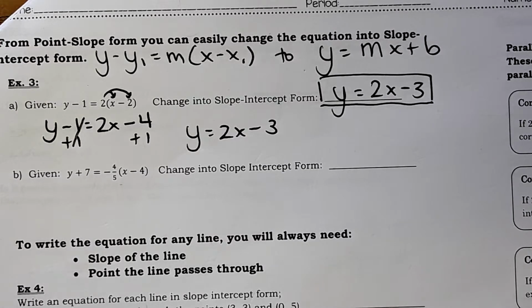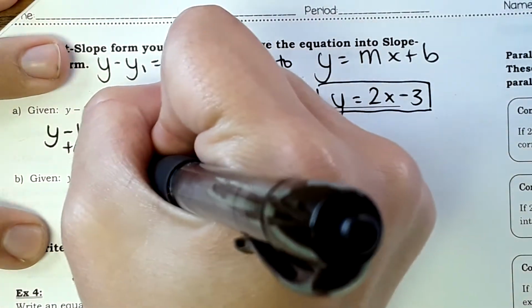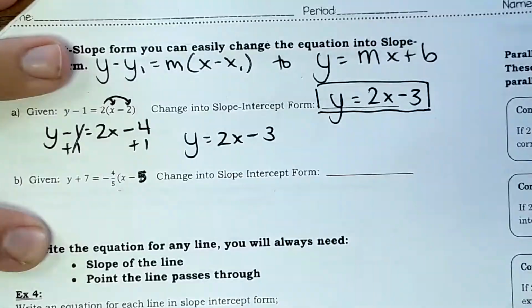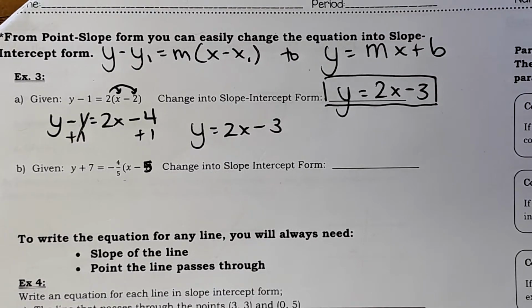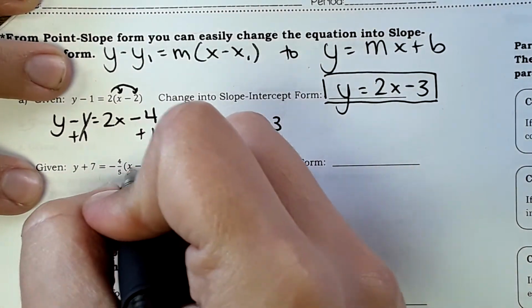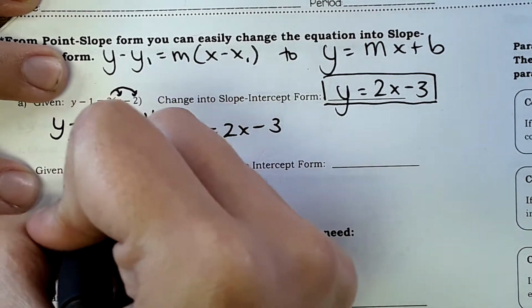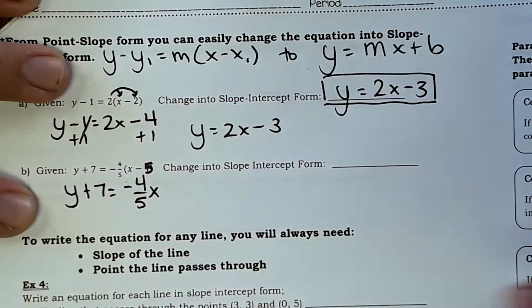For the next one, I'm actually going to change the numbers a little bit because it gets a little too much with the fractions. So we're going to change this minus 4 to 5, and it'll make it a little bit easier to work with. Okay, so same as we did with the last problem, we are going to distribute this coefficient to both of those terms. So I'm just bringing down the y plus 7 equals -4/5 x.